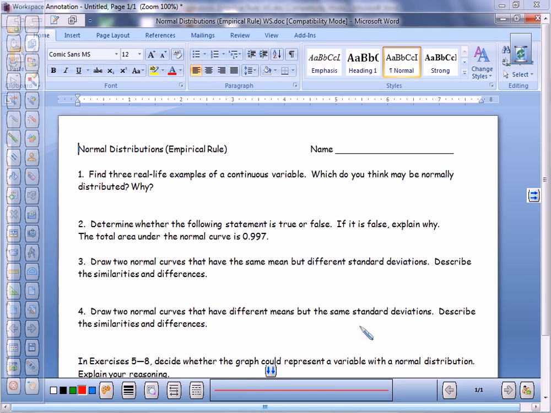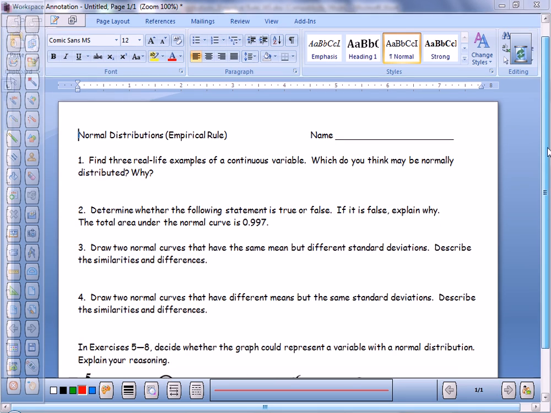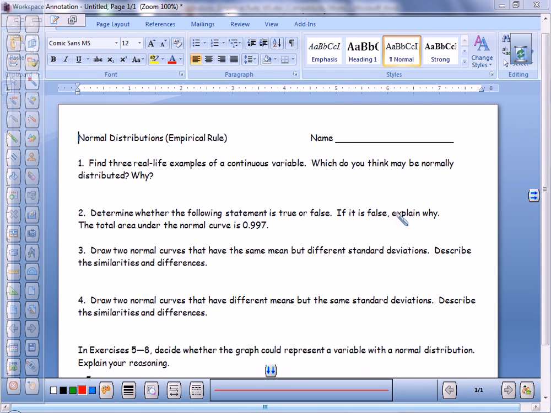Okay, we're going to start out today's lesson by taking a look at last night's homework. And then after we go over the homework, if you guys could hit pause, then we'll talk about today's new lesson. All right, number one on the homework, find 3 real-life examples of a continuous variable.